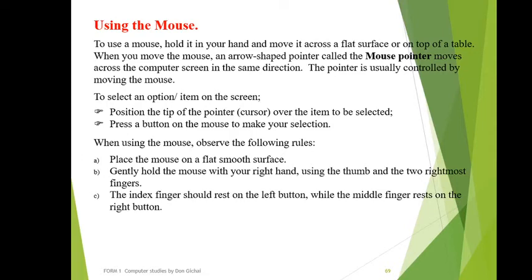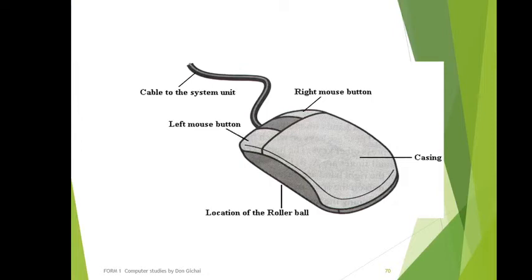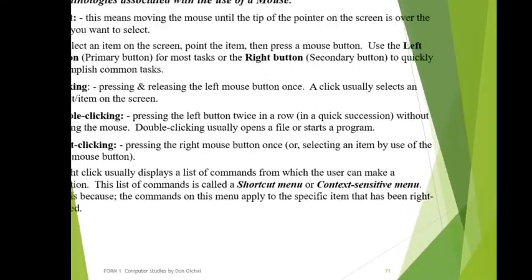Then you have mouse. Now, we had looked at the mouse, and therefore we shall only go to the terminologies of the mouse. Therefore, this is the mouse. The mouse looks like this. It has the palm rest, or the casing. That's where your palm rests. Then you have the cable, you have the left mouse button. You also have the right mouse button. But you also have a mouse with a scroll wheel, a button that you use for scrolling.